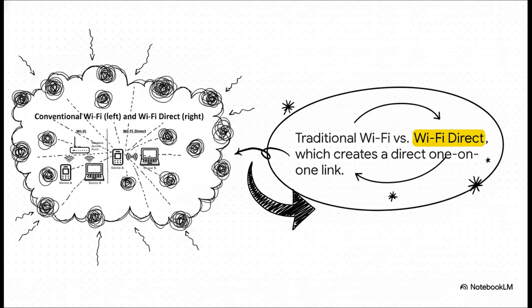On the left, that's the classic setup we all know, right? All our devices connect through a central wireless router. But on the right, you see Wi-Fi Direct. It literally just cuts out that middleman. It creates a direct, peer-to-peer connection between two devices. So much faster and way more efficient.